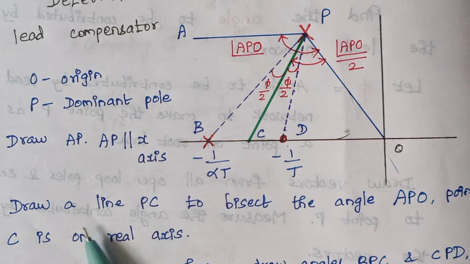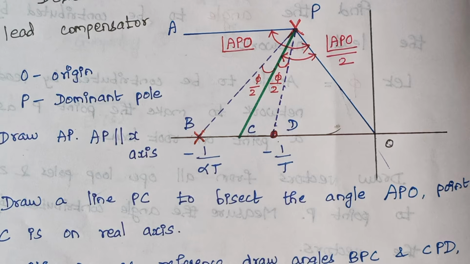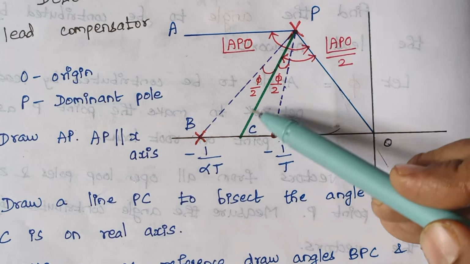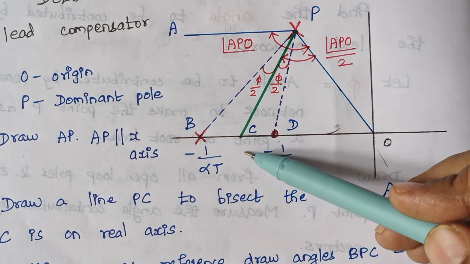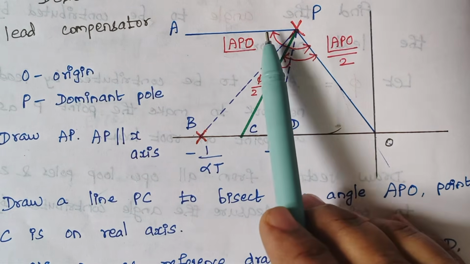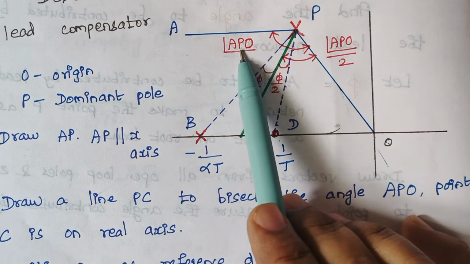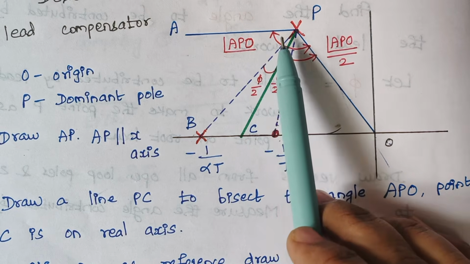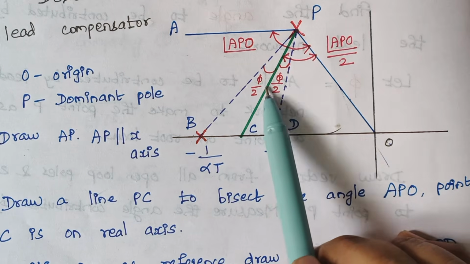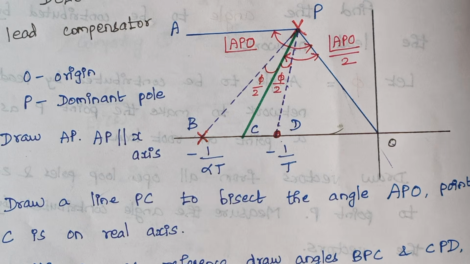Then the next thing is to draw a line PC to bisect the angle APO. Point C is on the real axis. Here the line PC is drawn in such a way that it bisects the angle APO. You see, we have this angle APO, and this line is drawn so that we divide this angle APO into two. For example, if APO is 120 degrees, then we draw a line such that this part is 60 degrees and this part is the remaining 60 degrees.